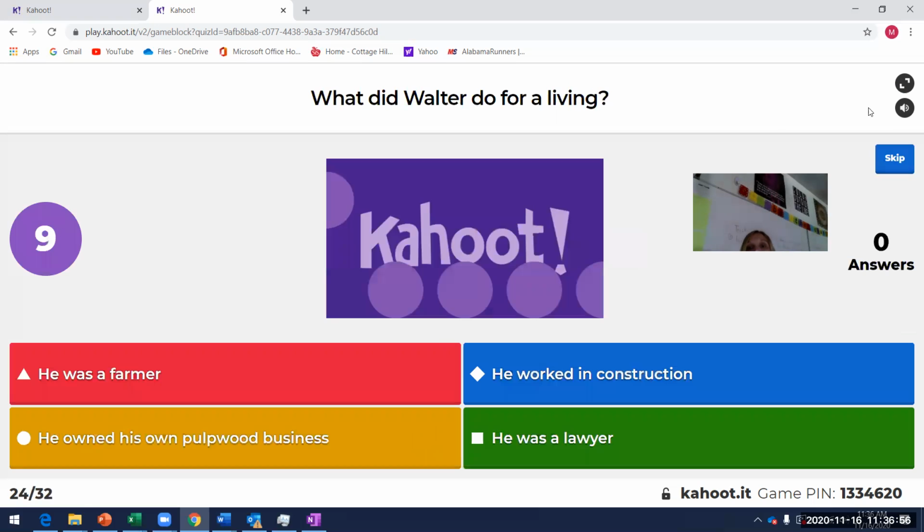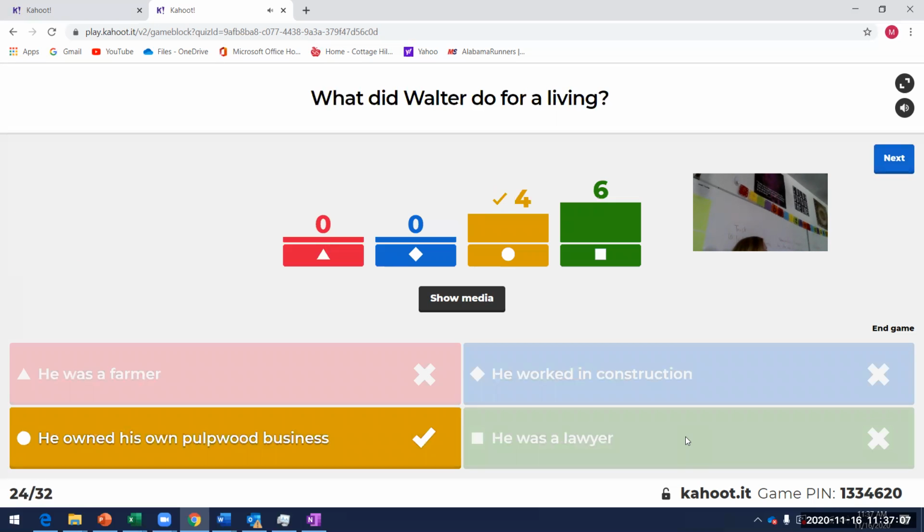What did Walter do for a living? Red says he was a farmer. Yellow says he owned his own pulpwood business. Blue says he worked in construction, and green says he was a lawyer. He owned his own pulpwood business. Walter owned a pulpwood business. You need to know that.